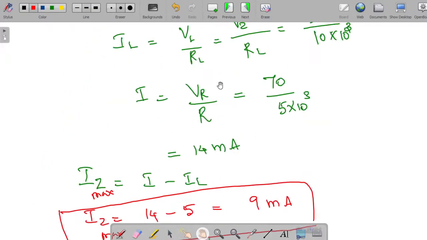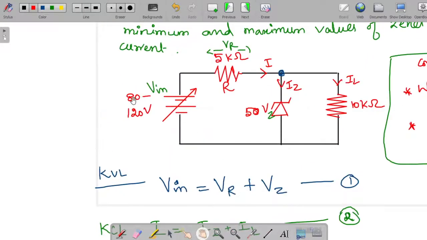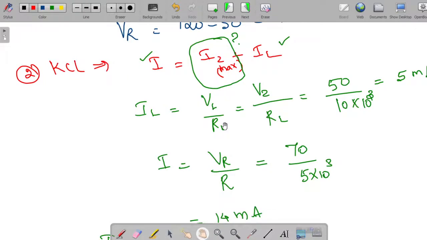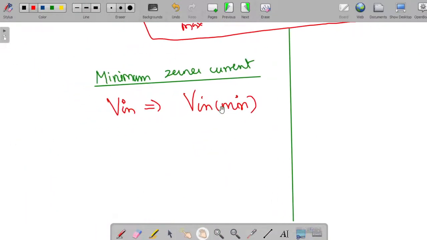Here, in this problem, the value is 80, right? 80 is the minimum. So V in minimum can be taken as 80 volts. Then what is the current that would be flowing if we take it?